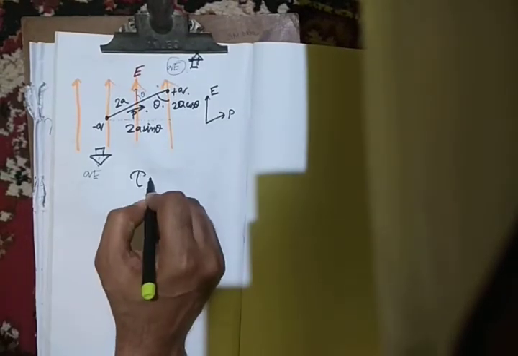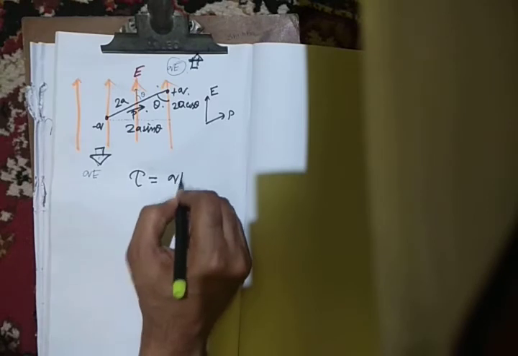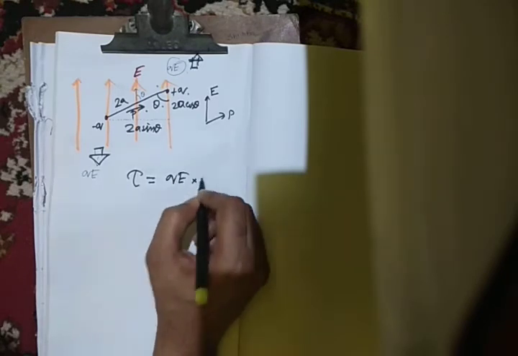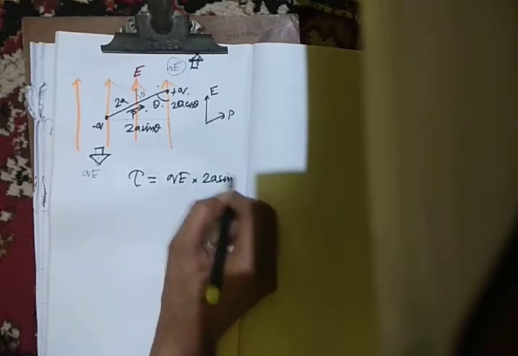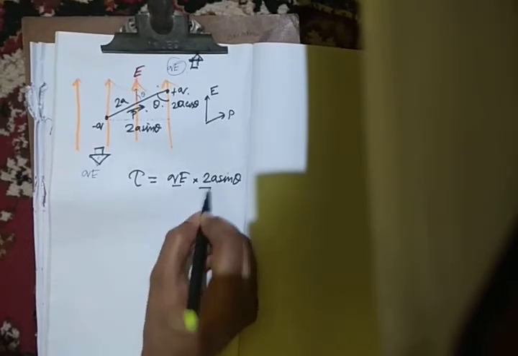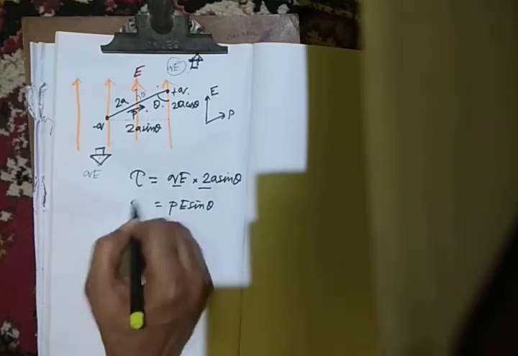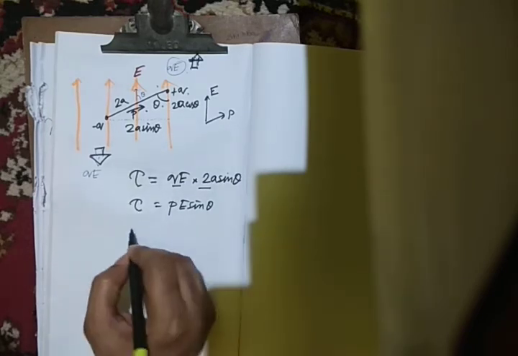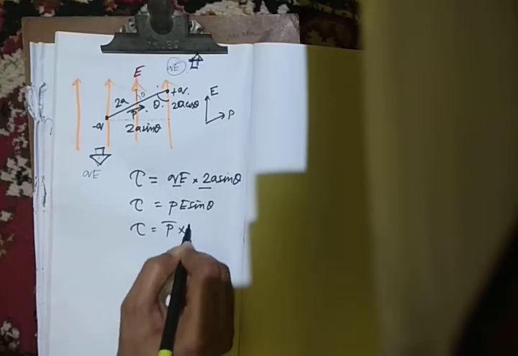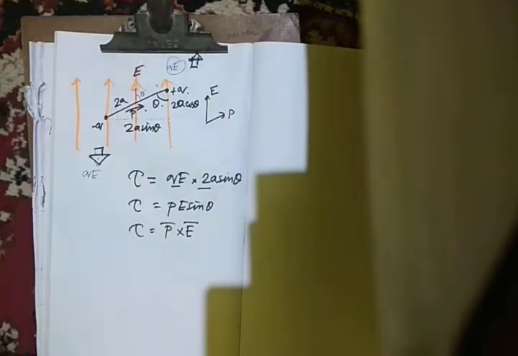The torque will be either force into perpendicular distance. Either force is nothing but QE, into perpendicular distance 2a sin theta. So Q into 2a is equal to P. So this is P E sin theta. We can write tau is equal to P cross E. This torque tends to rotate the dipole towards the electric field.